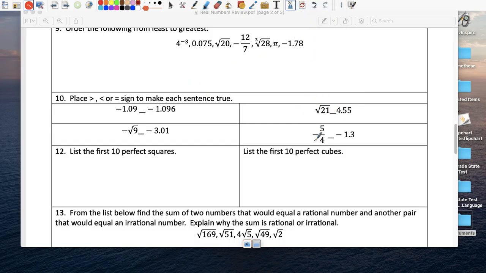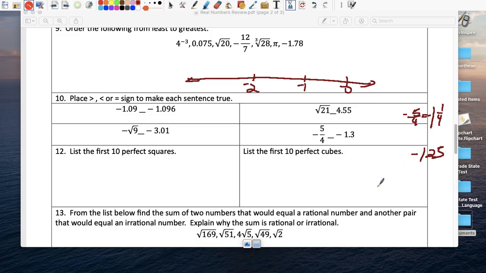Negative 5 over 4, and then negative 1.3. Well, the number line. That's 0. This is negative 1. This is negative 2. I don't need any more. Negative 5 over 4 is the same thing as negative 1 and 1/4, which is negative 1.25. If this is negative 1.5, negative 1.25, otherwise known as negative 5 over 4, is right here.